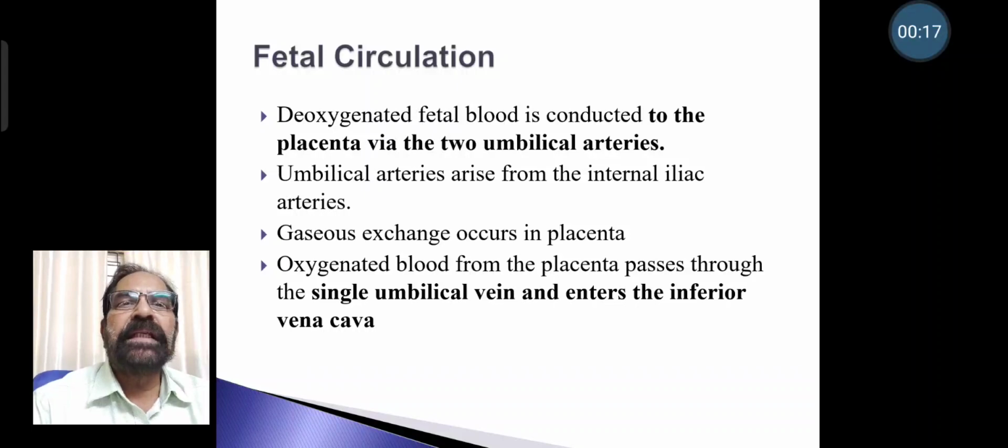Deoxygenated fetal blood is conducted to the placenta by two umbilical arteries. Umbilical arteries arise from internal iliac arteries. Gaseous exchange occurs in placenta. Oxygenated blood from the placenta passes through the single umbilical vein and enters inferior vena cava.